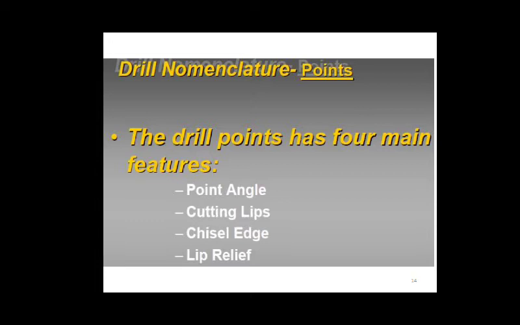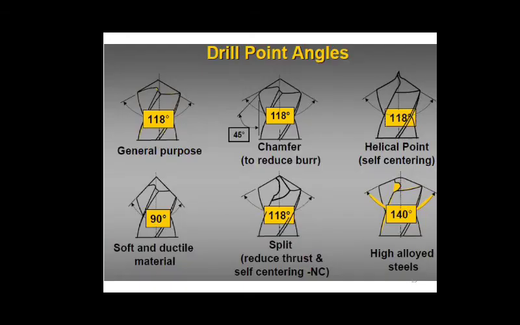So here you can see the drill point angles. The first is used for general purposes, second is for chamfer to reduce the burr, third is a helical point for self-centering, and next, 90 degree, this is for soft and ductile material, and this point angle is for split point that reduces thrust and self-centering, used in NC machines, and this is used where high alloyed steel is there.